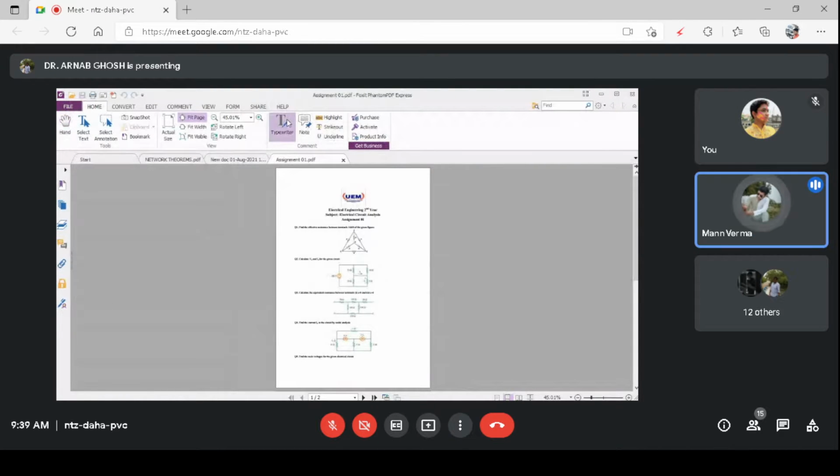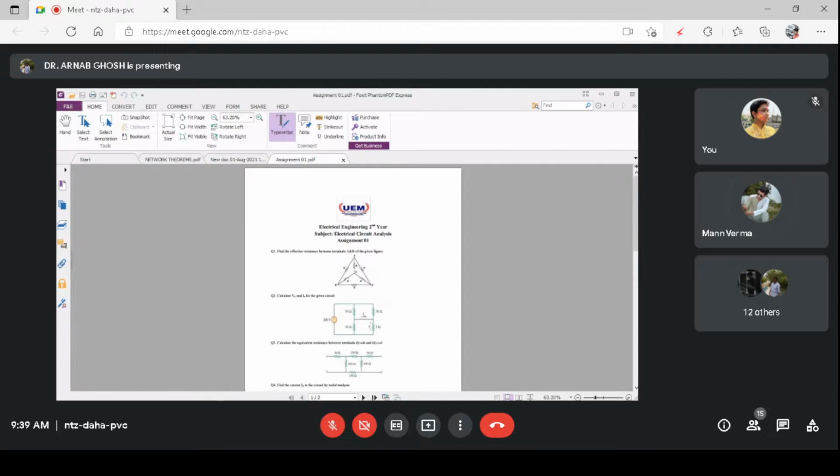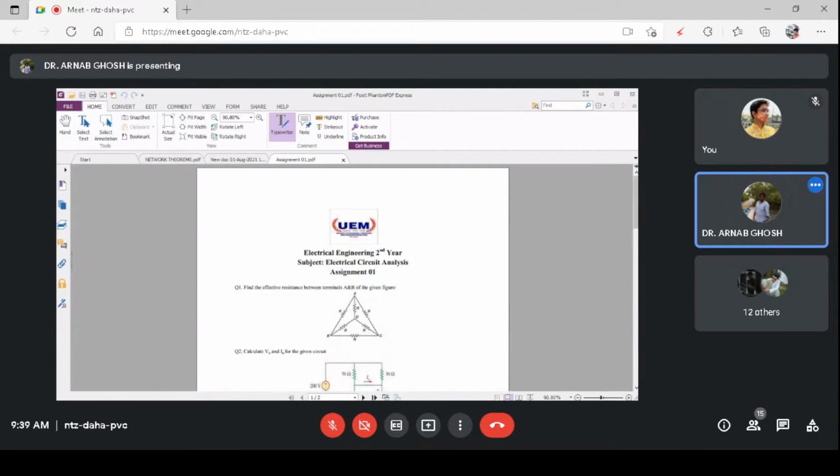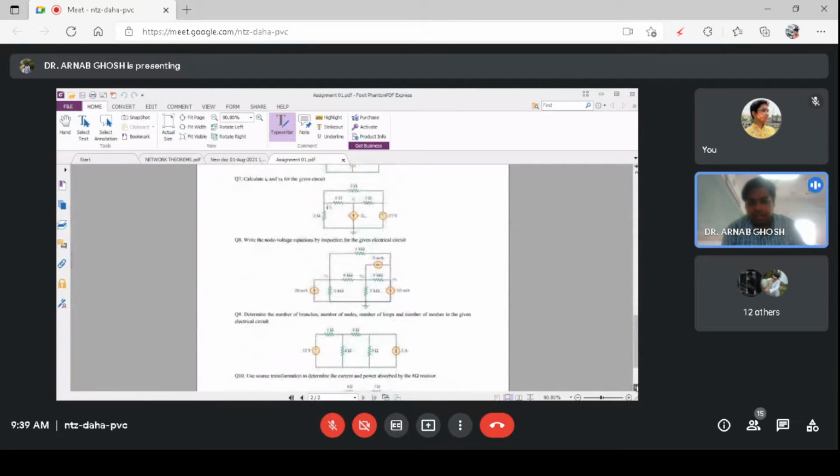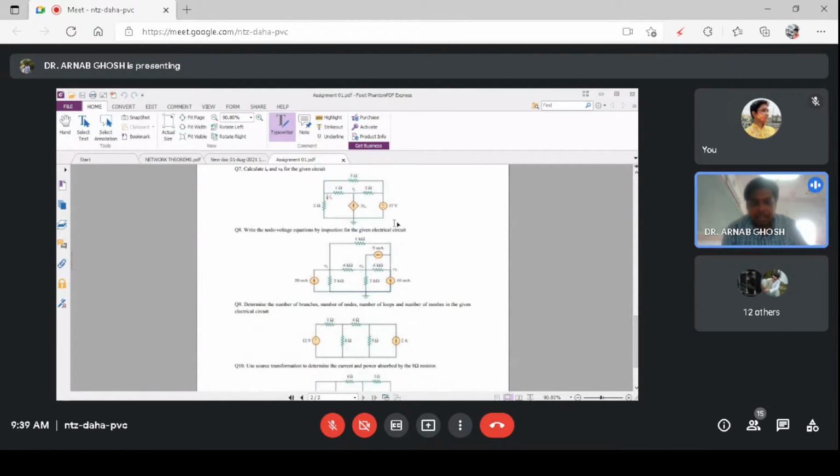Sir, these types of questions will be sufficient for the GATE examination, or do we have to try something else? See, some of these questions are for GATE as well. This question has come in GATE previously.